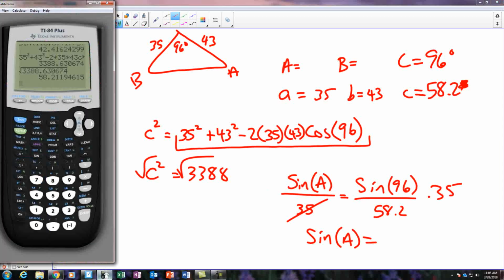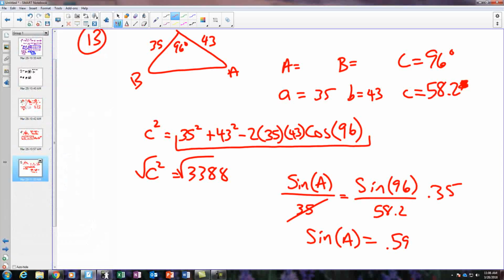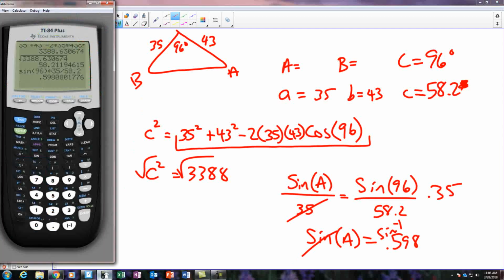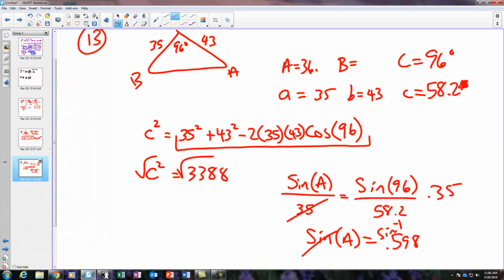Well, figure out what that number is. Sine of 96 times 35 divided by 58.2 is 0.598. Of course, we need to do the sine inverse to that. And so to get capital A, we just sine inverse our previous answer. And we get 36.7. So here I'm going to go 36.7 degrees.